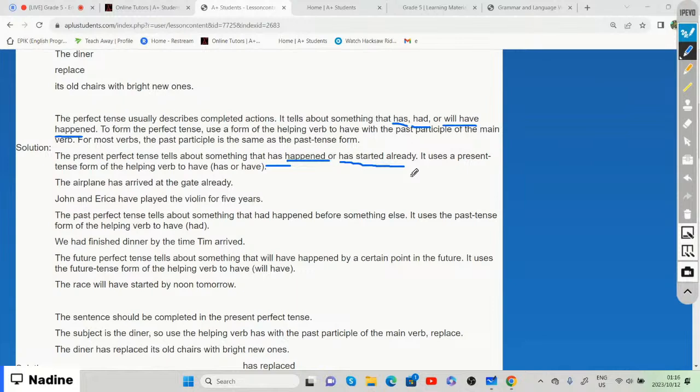It uses the present tense form of the helping verb to have, which is has or have. So we use has, we use have. An example is: the airplane has arrived at the gate already. And John and Erica have played the violin for 5 years.